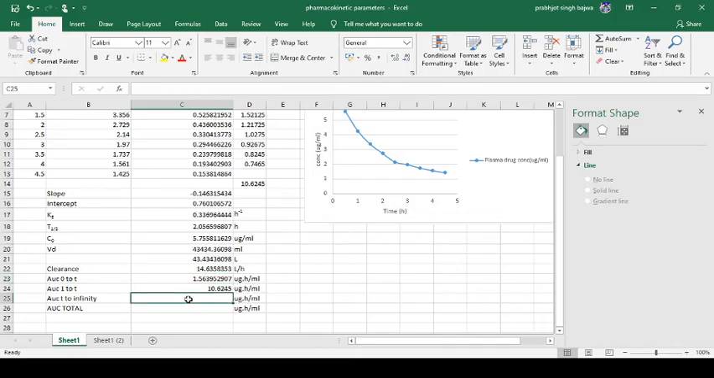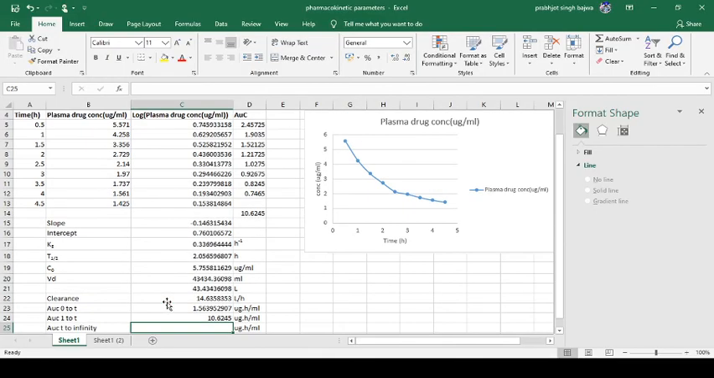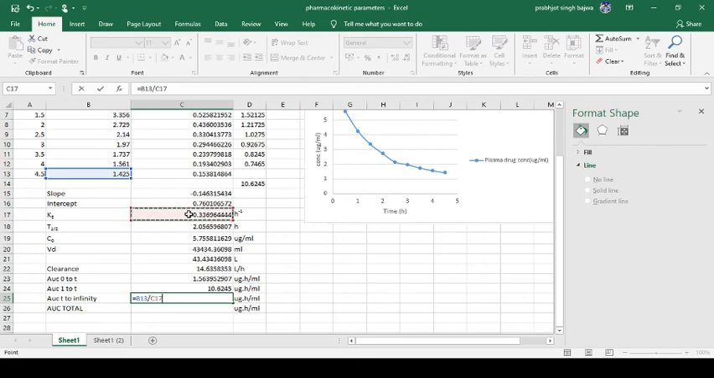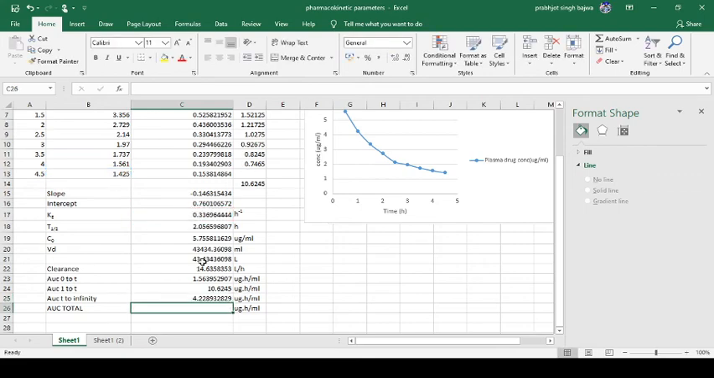So now we have to calculate the area from T to infinity, that is from the last point in the curve till infinity. So the formula is last concentration divided by Ke, last plasma concentration divided by Ke. So this is 4.22 microgram hour per ml.